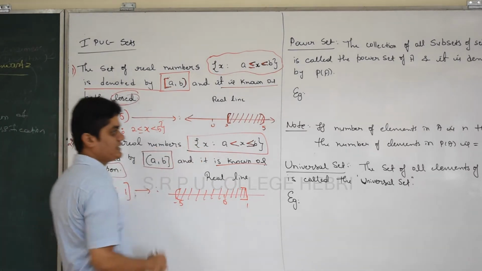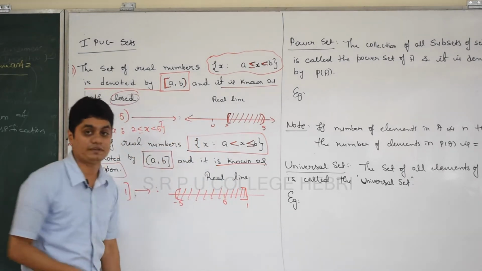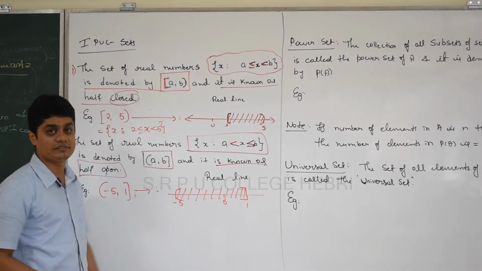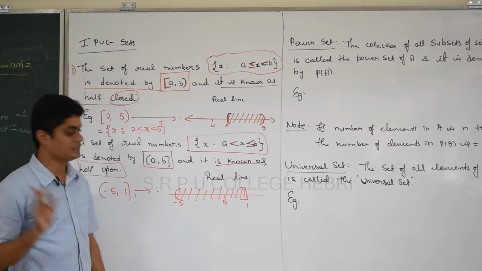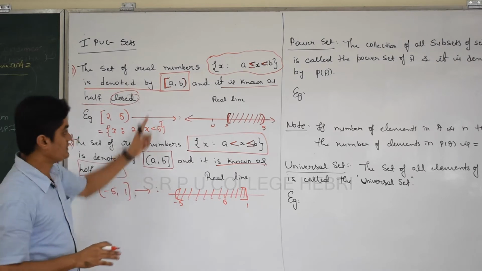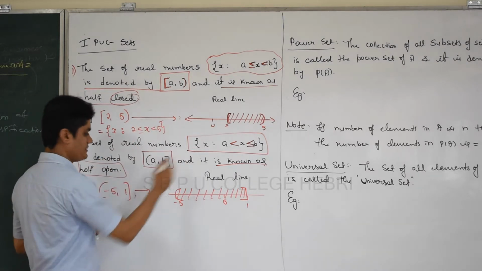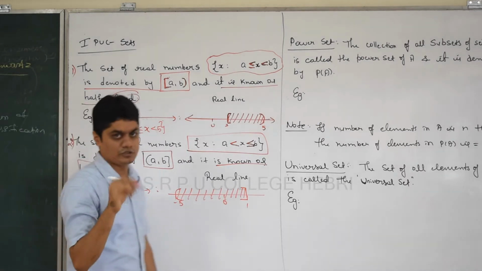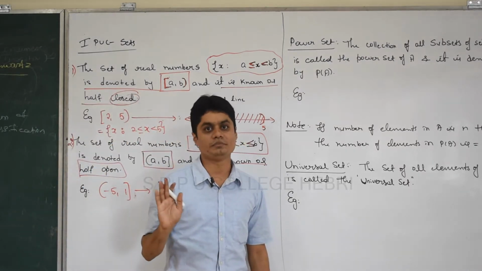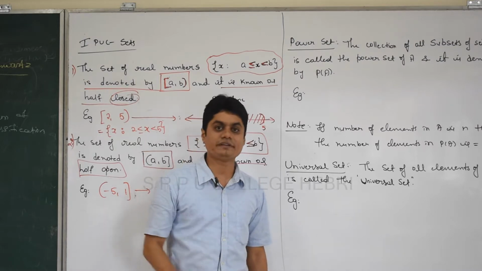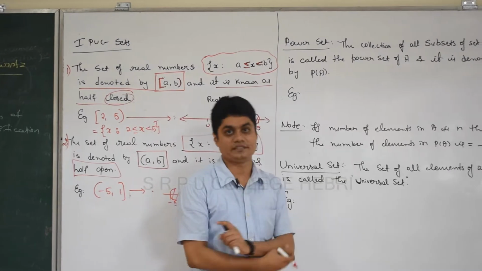How many elements are there in this set? Infinitely many elements are in this set. These are examples of infinite sets. All the 4 different types of intervals are examples of infinitely many elements, or infinite sets. So this is half close and this is half open. Just remember like this: whenever you include, square bracket; whenever you exclude, open bracket. So these are the 4 different types of intervals under the heading of types of sets.